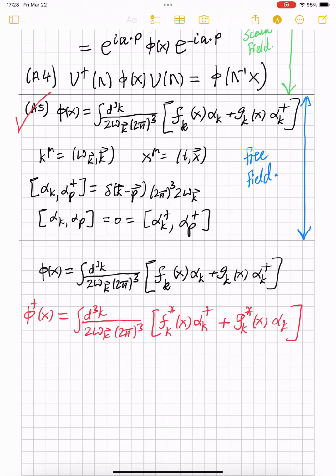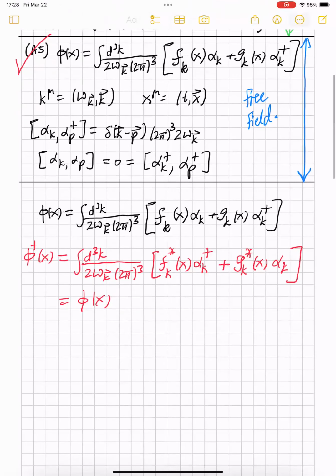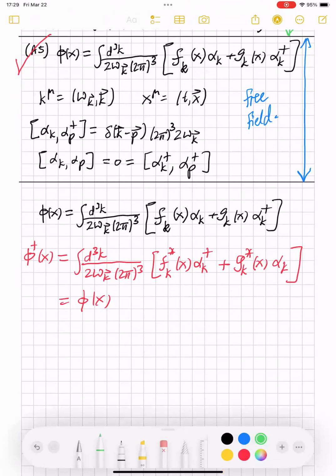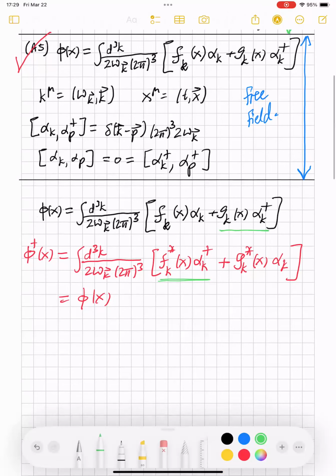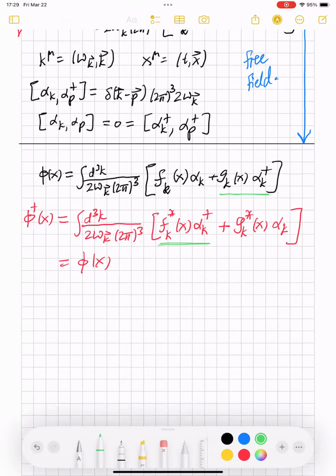And I would like this to be equal to phi of x. Well, we can see phi of x in the line above. And what you can see is, here is the alpha k term, and here is the alpha k dagger term. If we want phi to be equal to phi dagger, those coefficients must be equal. So the first thing that we learn is that gk of x must be equal to fk complex conjugate of x.